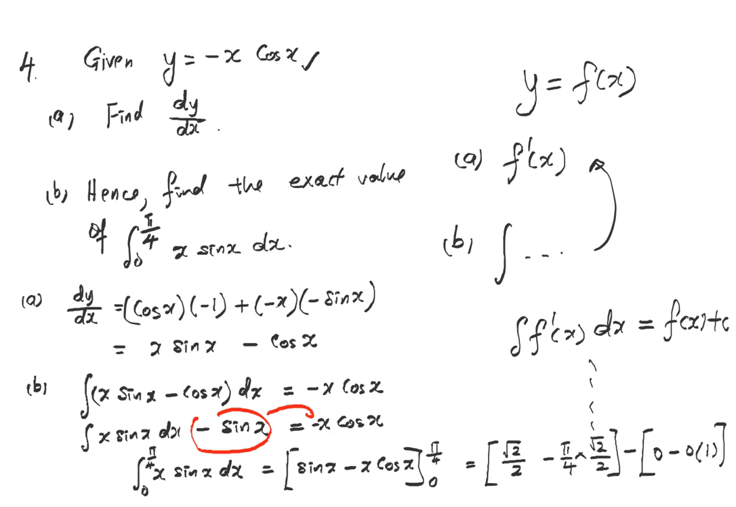So everything here is 0. So my final answer is root 2 over 2 take away root 2 pi over 8. You can just leave your answer like that if you want to. Right? Okay? So listen here carefully.